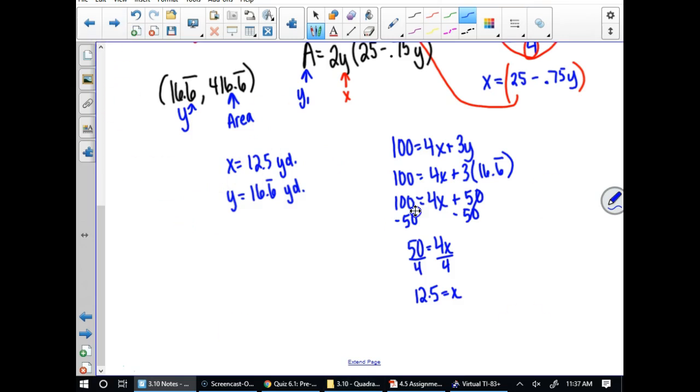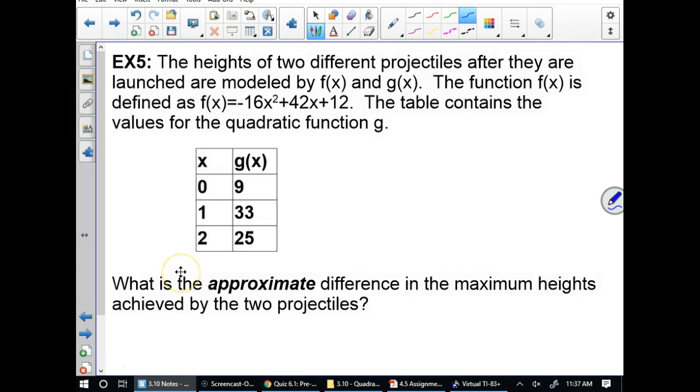Okay, questions? Okay, let's look at example 5. Why do I have different examples here?